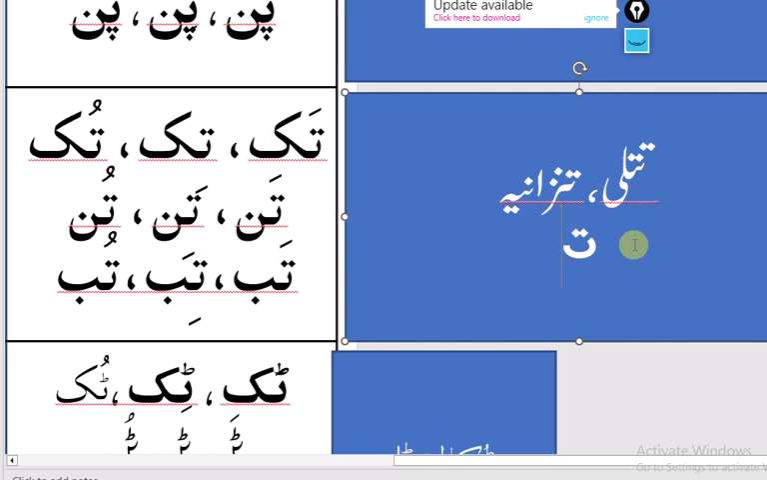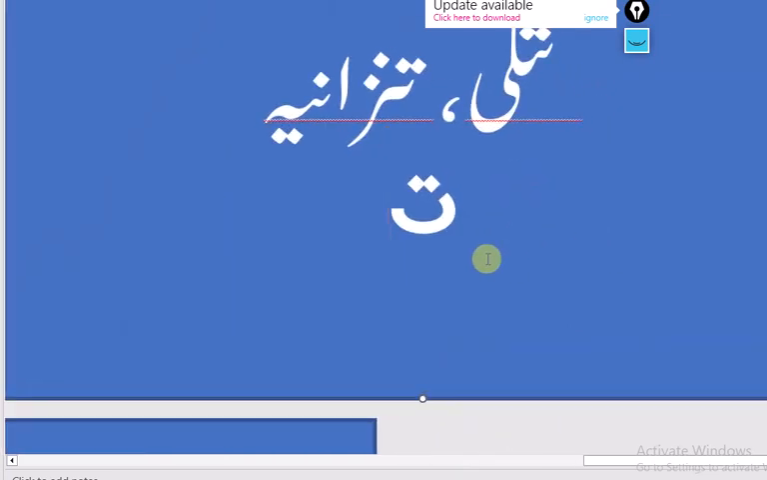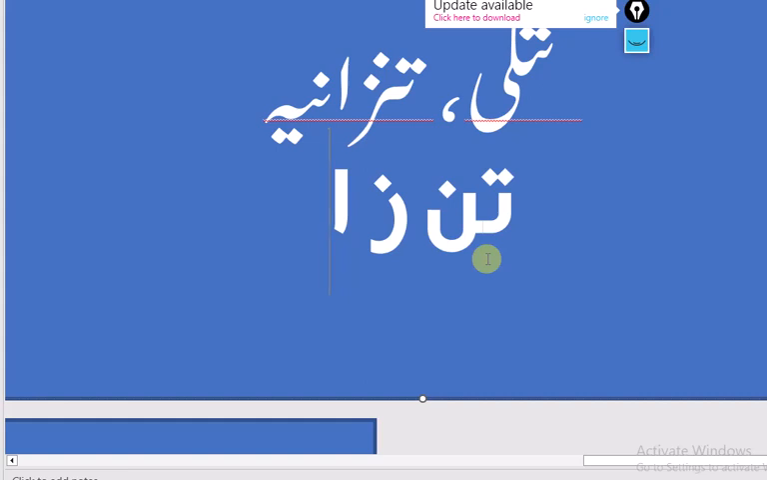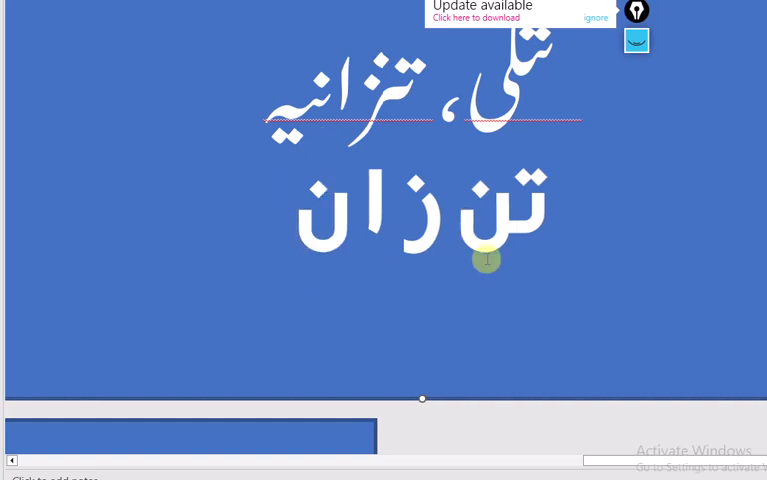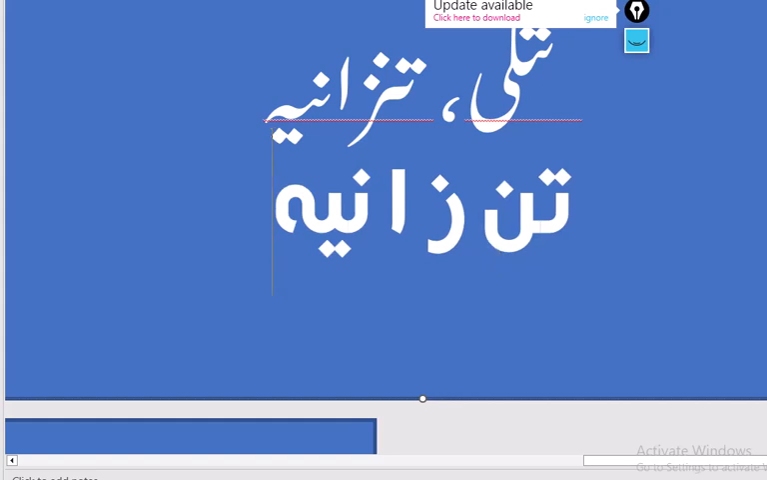First, I write te. Then noon. So what becomes te noon? Tan. Then I need to add ze. Then after ze, I need to add alif. Yes. Then again, this is only tanza. Now I need to add niya. So I need noon for niya. Then ni means I need to add ye choti, like this. Then ye. Tanzania.